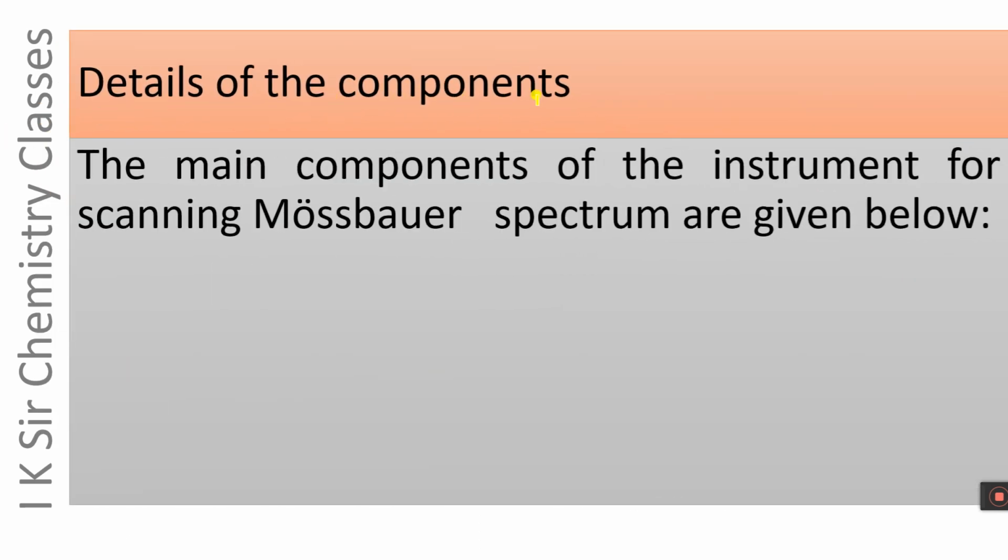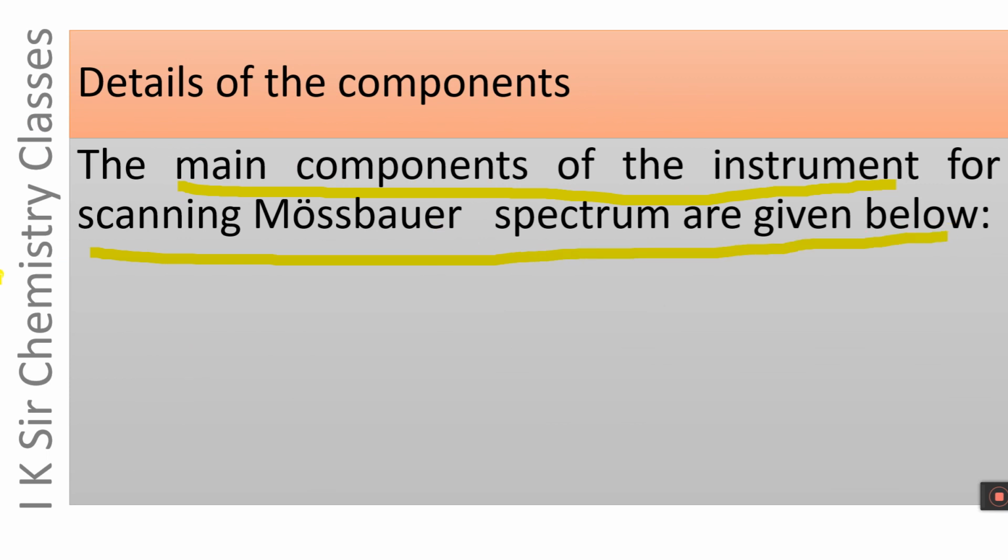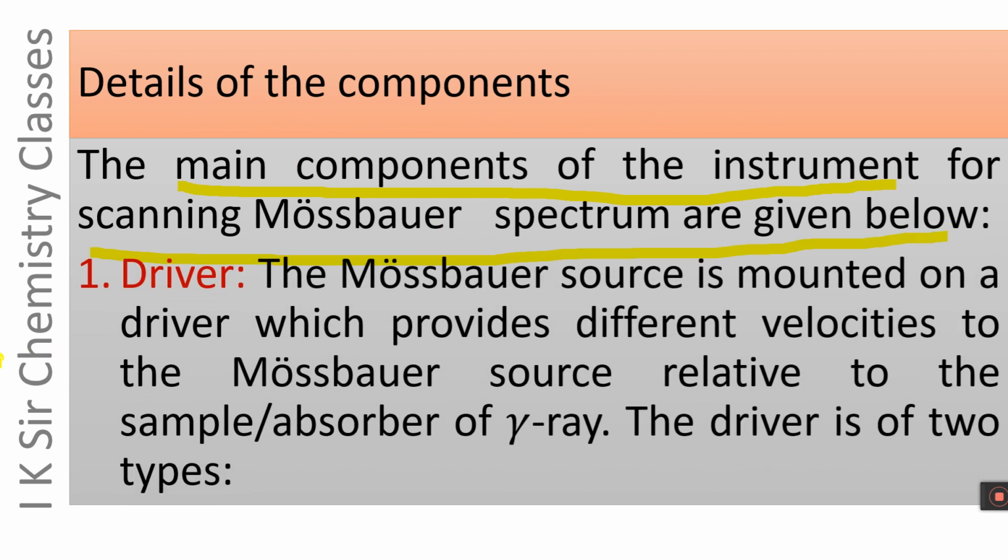Details of the components. The main components of the instrument for scanning Mössbauer spectrum are given below. First of all, the driver. The Mössbauer source is mounted on a driver which provides different velocities to the Mössbauer source relative to the sample or absorber.